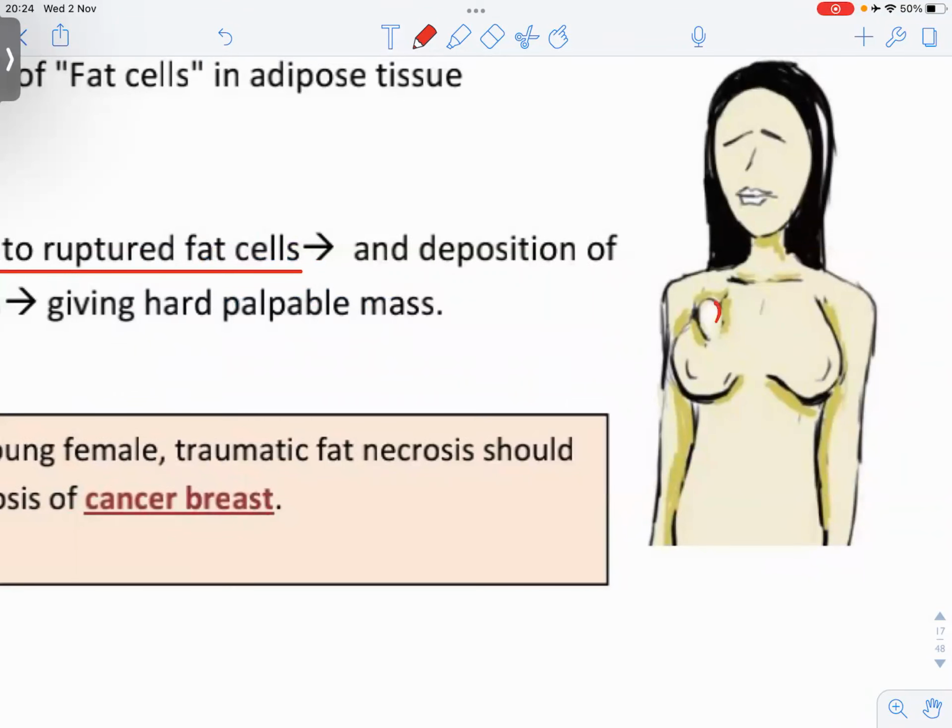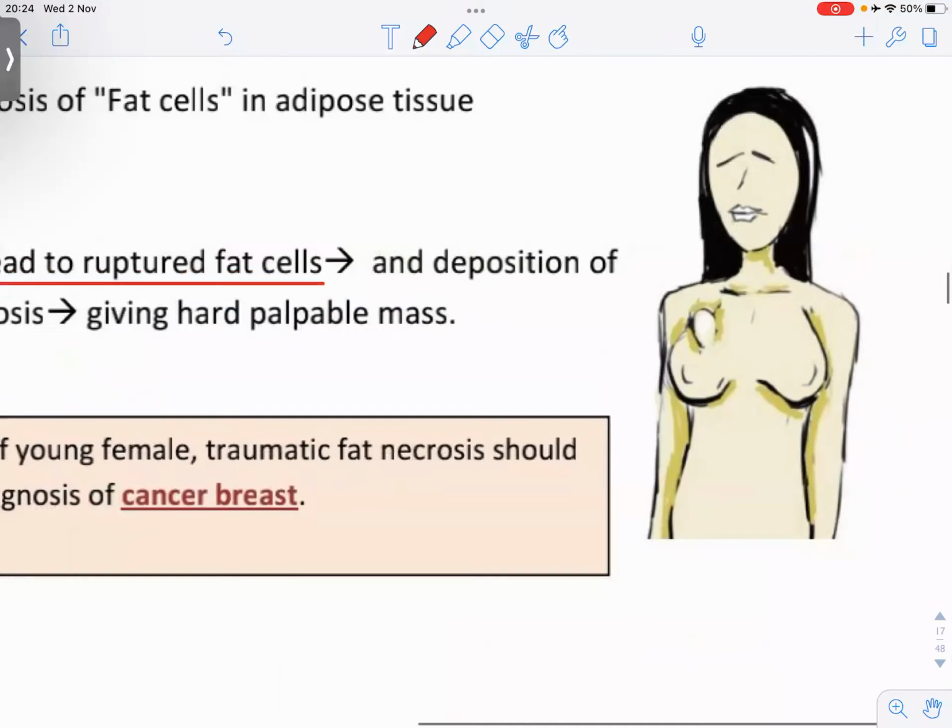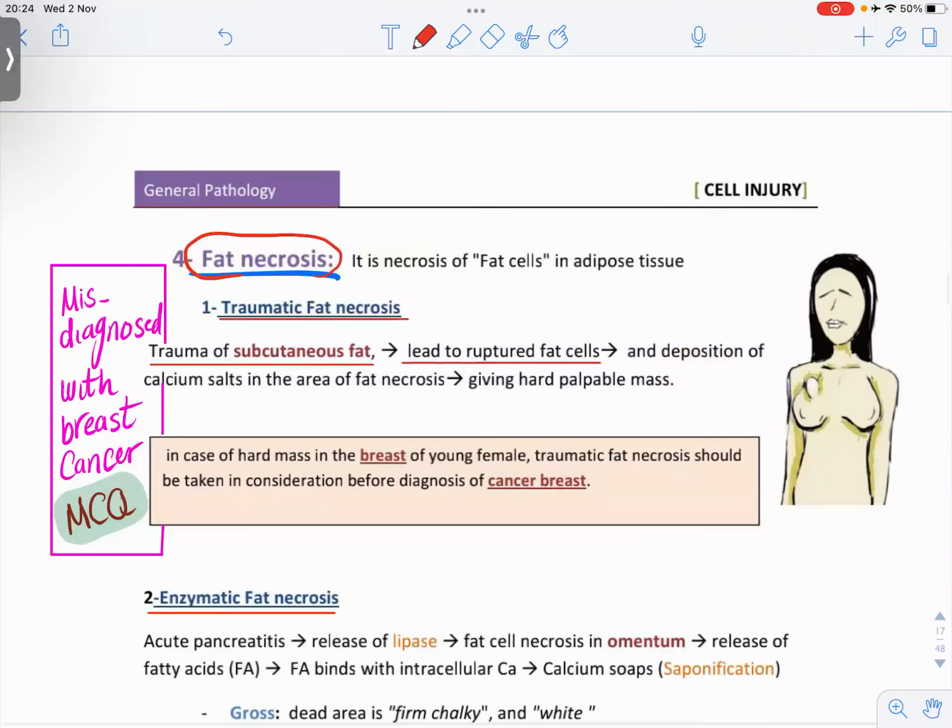yellow hard deposits. So when the woman palpates, she will think, oh my God, it's breast cancer, but it's not breast cancer, because when we take a biopsy, we will see fatty acid and calcium.